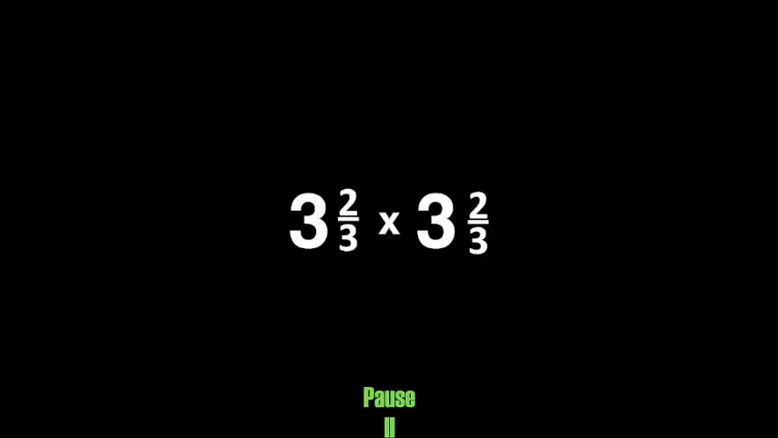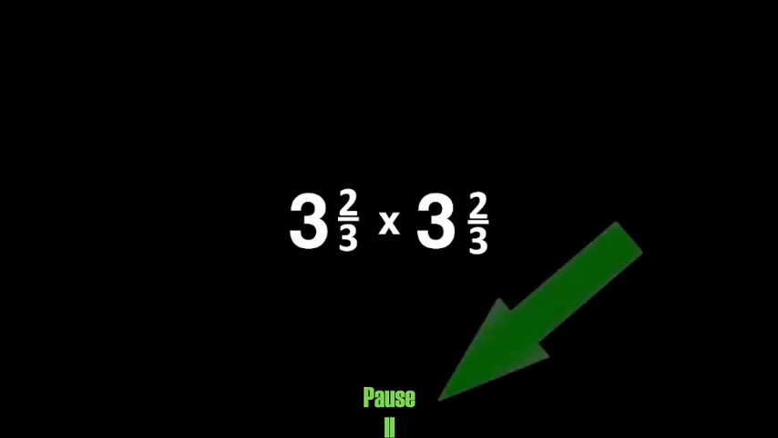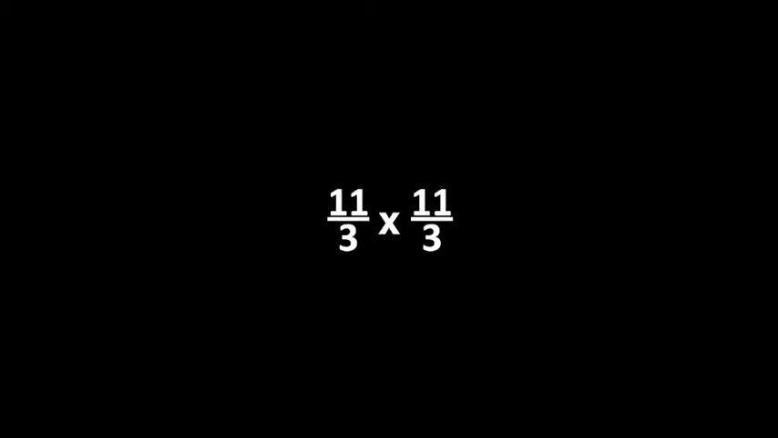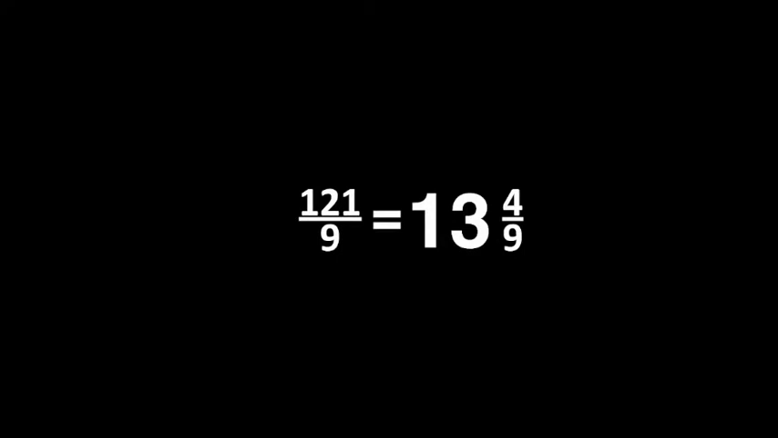Before we move forward, hit pause and figure the product out for these two factors. Now, you probably solved the problem by doing something like this. Went ahead and multiplied these two numbers by turning them from a mixed number into a fraction greater than 1. And then you multiply straight across, and you have 121 ninths. And then you go ahead and convert your fraction greater than 1 to a mixed number.